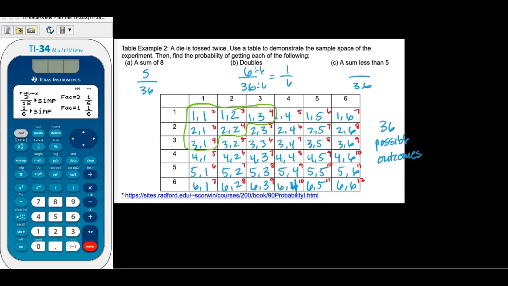So if we count 1, 2, 3, 4, 5, 6, it looks like there are 6 different options that give us a sum less than 5. And so that's the same answer as before. That reduces to 1/6. And so that's the probability of getting a sum less than 5 when rolling 2 die.